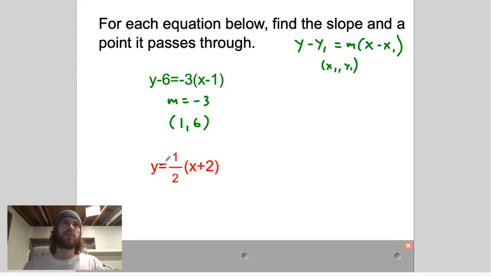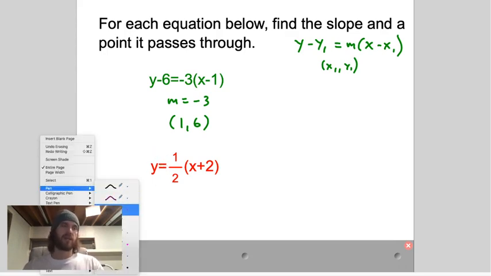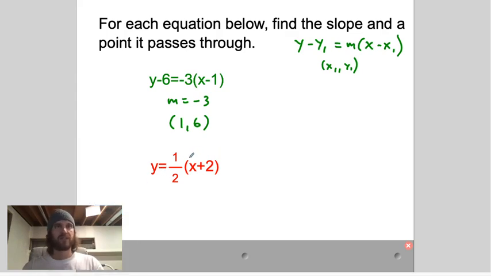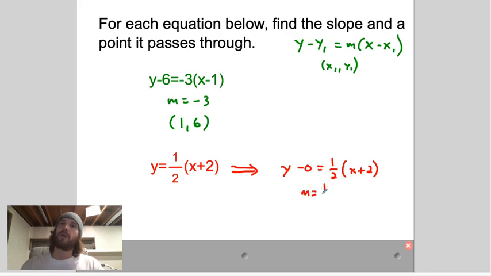Okay, this one doesn't really look like it's in point slope form, and that is because something's missing. If you're looking, it's whatever we're subtracting from y. So what are we subtracting from y if nothing is written? We can rewrite this as y minus 0 equals 1/2 x plus 2. That is the exact same equation as the one that is written next to it. They are equivalent equations. And now it's more apparent what the point is.